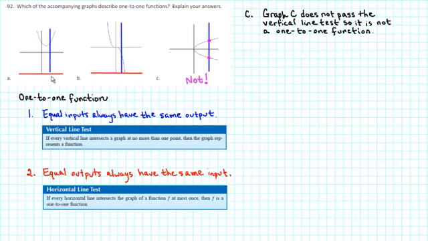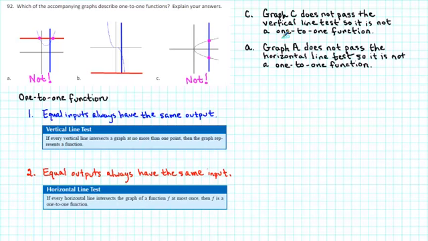So let's apply the horizontal line test to the two remaining graphs. For graph A, we see that a horizontal line might not intersect the graph at all. It might intersect the graph at one point, but it might intersect the graph at 2 points. It is not the case that the horizontal line intersects the graph at most once. Therefore, this function is not one-to-one. Graph A does not pass the horizontal line test, so it is not a one-to-one function.